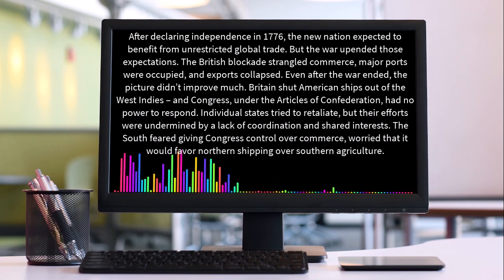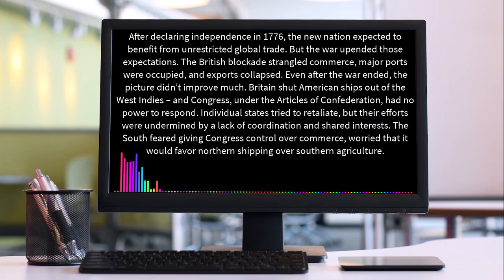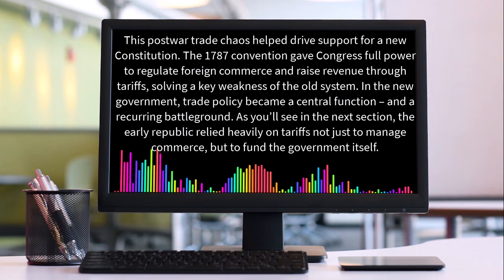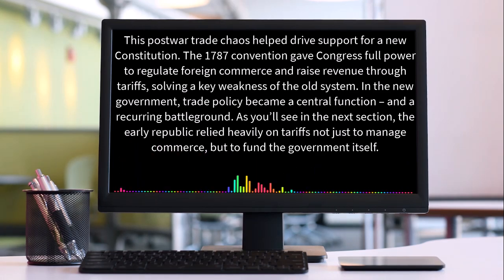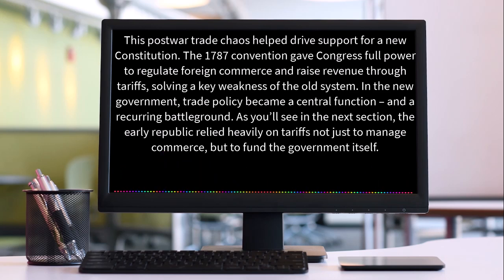The South feared giving Congress control over commerce, worried that it would favor northern shipping over southern agriculture. This post-war trade chaos helped drive support for a new constitution. The 1787 convention gave Congress full power to regulate foreign commerce and raise revenue through tariffs, solving a key weakness of the old system. In the new government, trade policy became a central function and a recurring battleground. As you'll see in the next section, the early republic relied heavily on tariffs not just to manage commerce, but to fund the government itself.